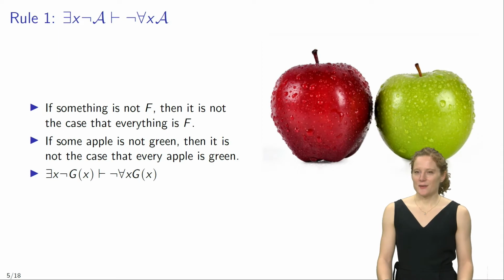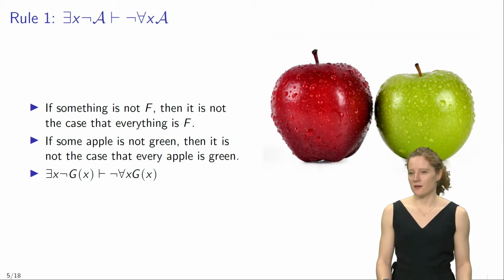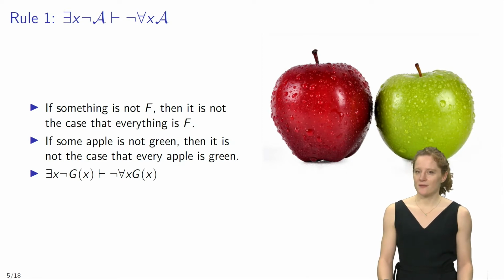The first quantifier conversion rule allows you to infer that it is not the case that everything is F from the premise that something is not F. So for example, if some apple is not green, the first quantifier conversion rule allows you to infer that it is not the case that every apple is green. Or formally speaking, if there's an x such that not Gx, then you can infer that not for all x, Gx.